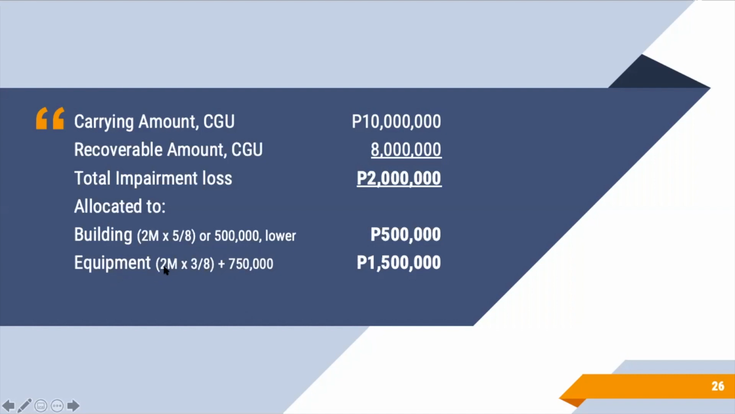Since wala, when you multiply 2 million times 3/8, that's 750,000. Plus yung 750 na hindi na-allocate sa building, ang total impairment para kay equipment ay 1,500,000. That's how you allocate impairment loss to a cash generating unit.